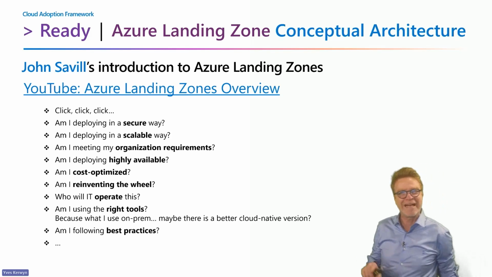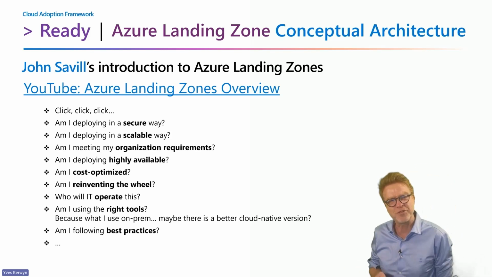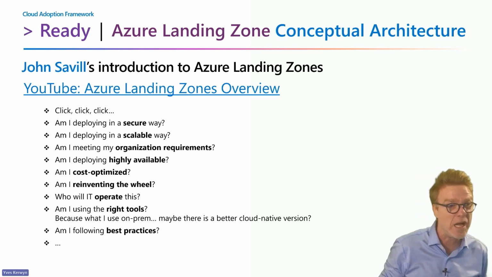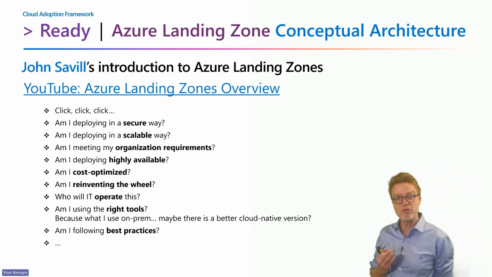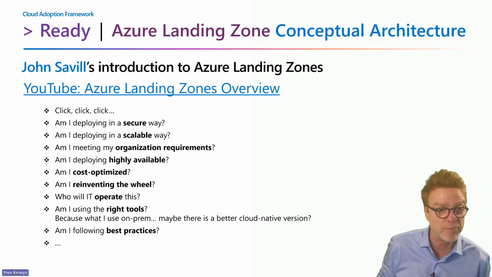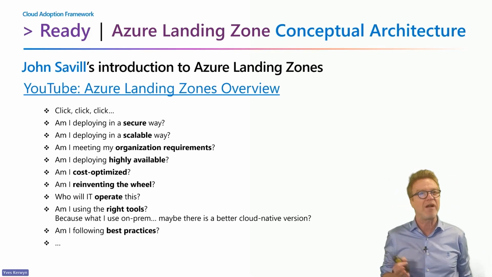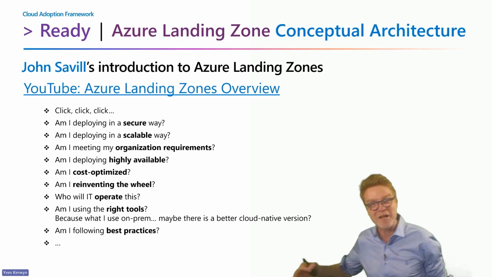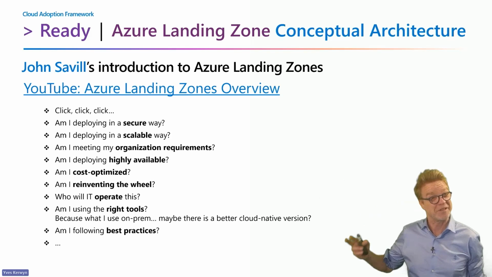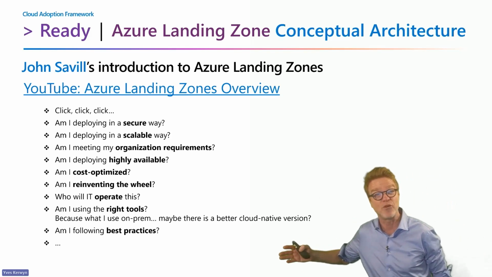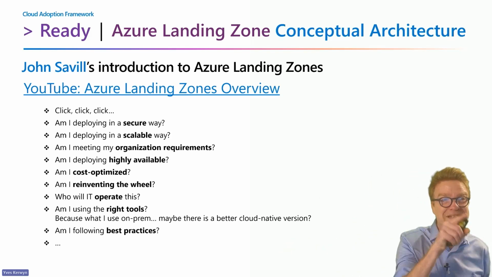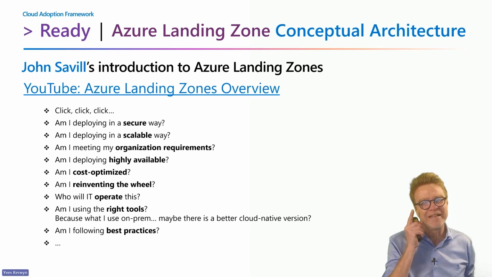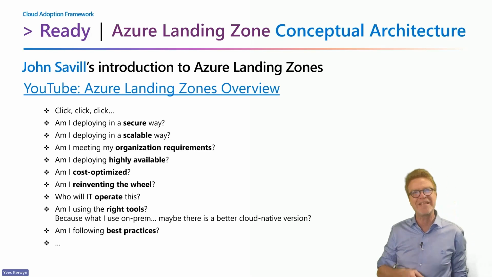He showed us click, click, click, click. And then at some point in time, you start to ask yourself, am I deploying in a secure way? Am I deploying in a scalable way? Am I cost optimized? Am I using the right tools? Am I already following press? Now, this is wrong. If you start to have these questions while deploying, while migrating, which is, remember, methodology stage number 4, you have a problem. These things should be solved and taken care of in the ready methodology, in the ready phase.